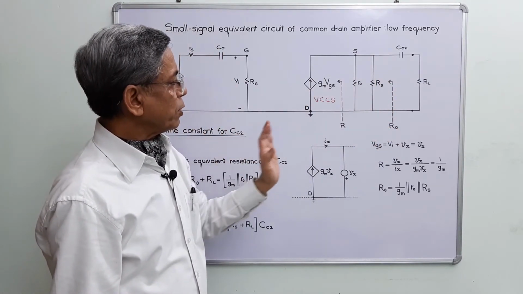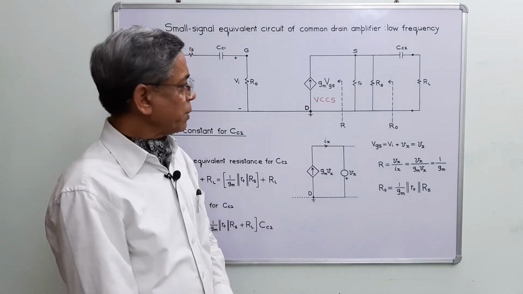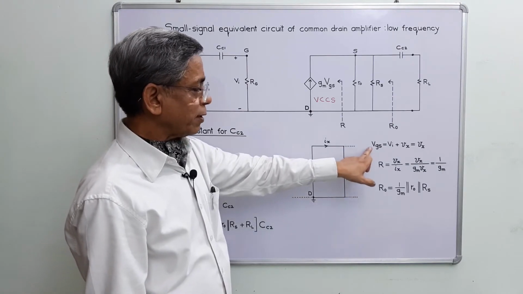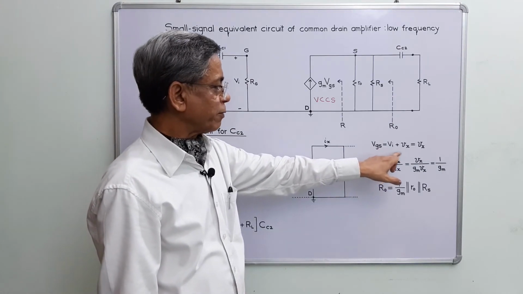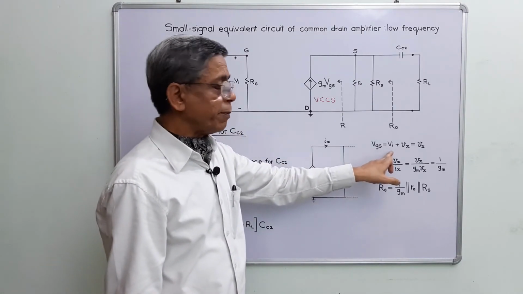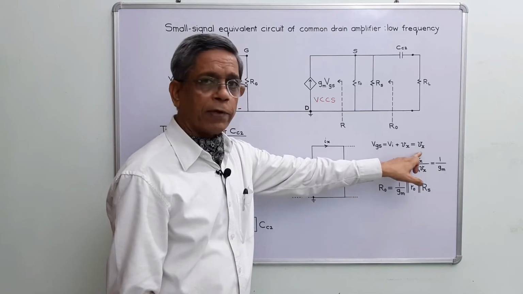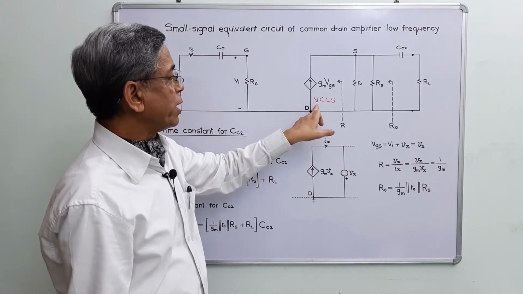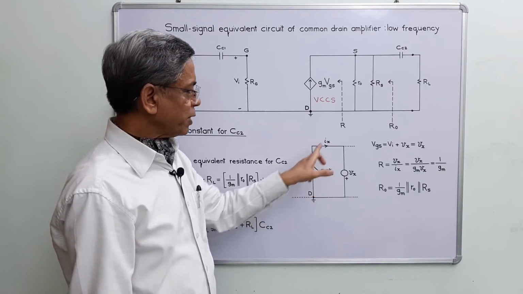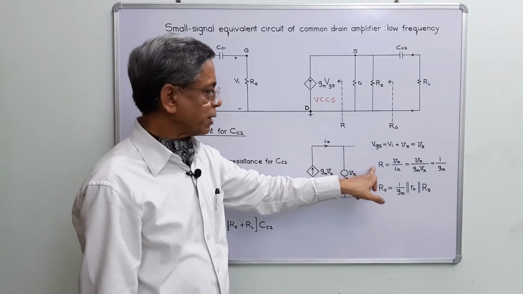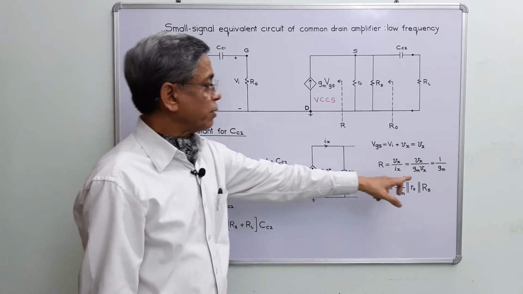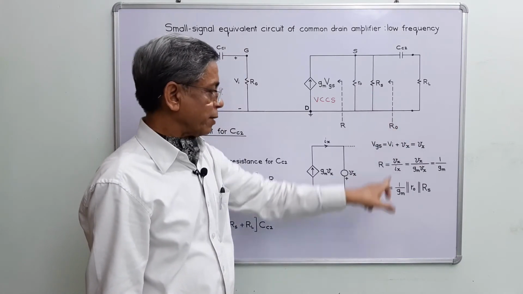So as per Thevenin theorem, replacing these 2 points with a test voltage and using this equation, VGS is Vi plus Vx, and when Vs is 0, then this Vi will be 0 and VGS will be Vx. Then this voltage controlled current source will be gm Vx. And from this loop, we can find the value of R, that is 1 by gm, and R0 is the parallel combination of this 1 by gm and R0 and Rs.